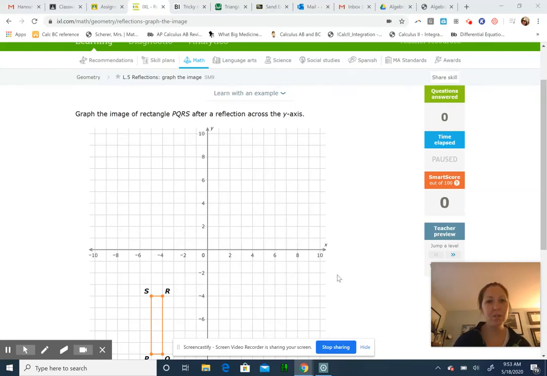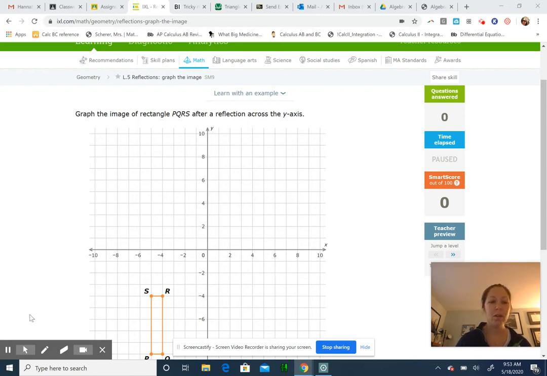Hi guys, so today I want to talk about a different type of transformation. Last week you worked on translations, those were slides, and this week we're going to work on what are called reflections. Reflections are flips, they're mirror images. It's the same thing as a reflection in the mirror, a reflection in the water. A reflection would be a flip.